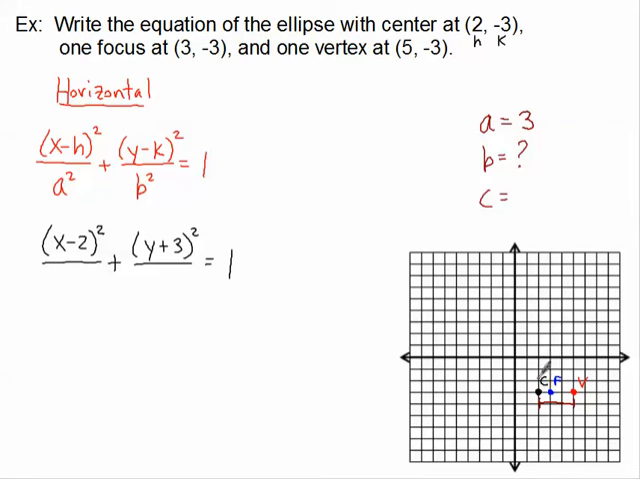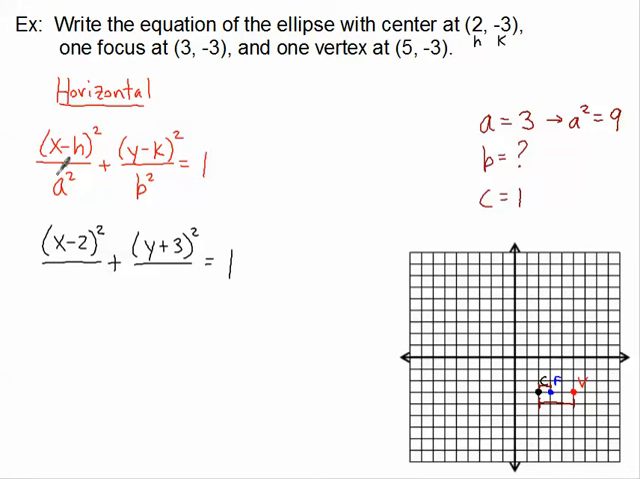B is, oh, I don't know what B is. B is the distance to a covertex, and I don't have the covertices right now, but I do know what C is. C is the distance from the center to one of the focal points, which is right here, and that's just 1. So I know that A is 3, and I know that C is 1. Again, instantly I know that a squared, of course, is 9, so I can put that into my standard form.